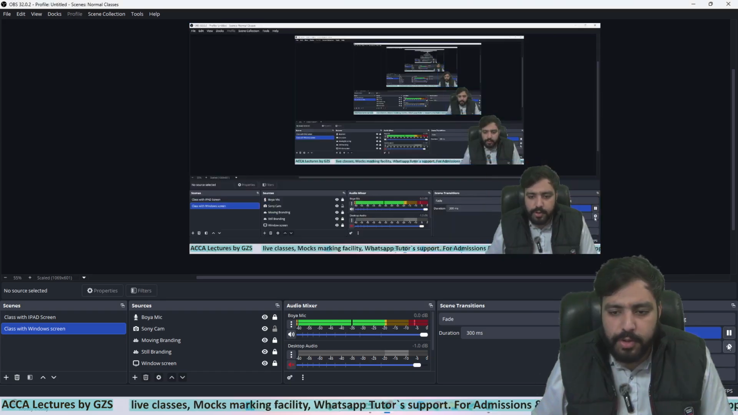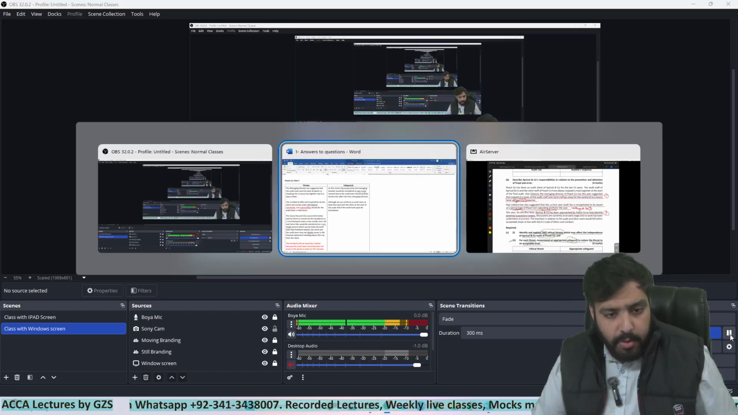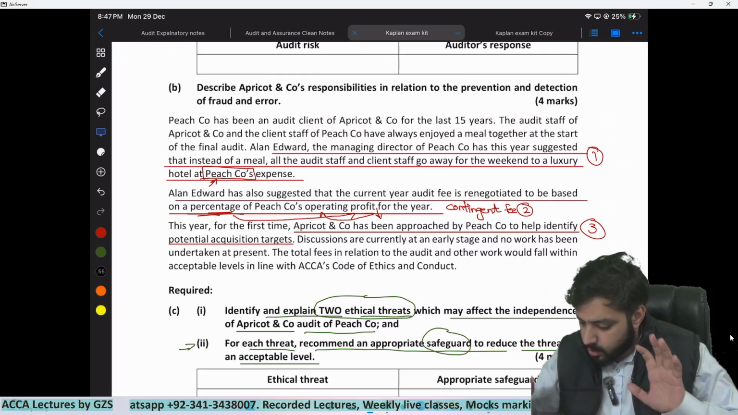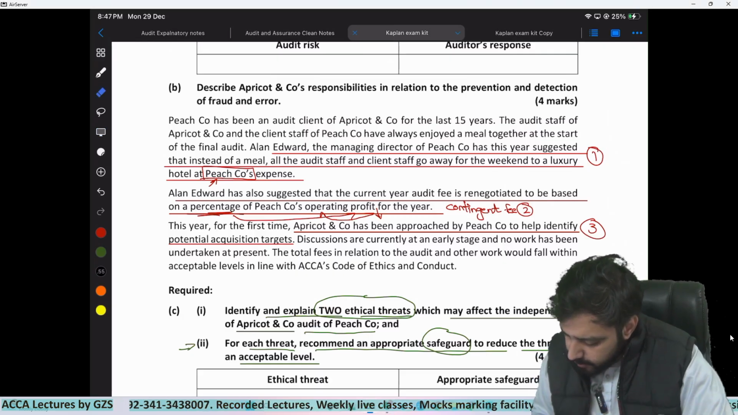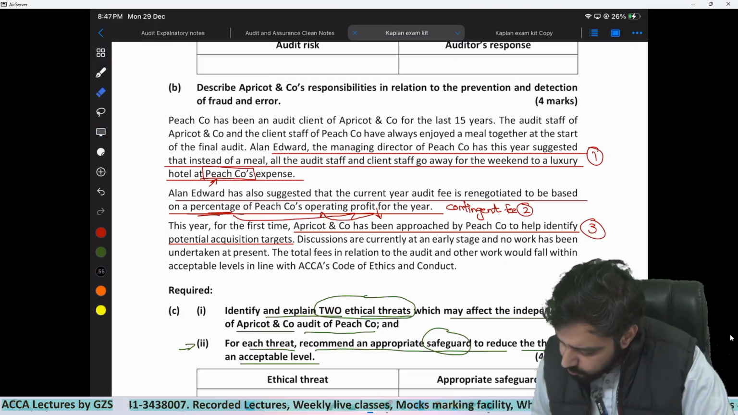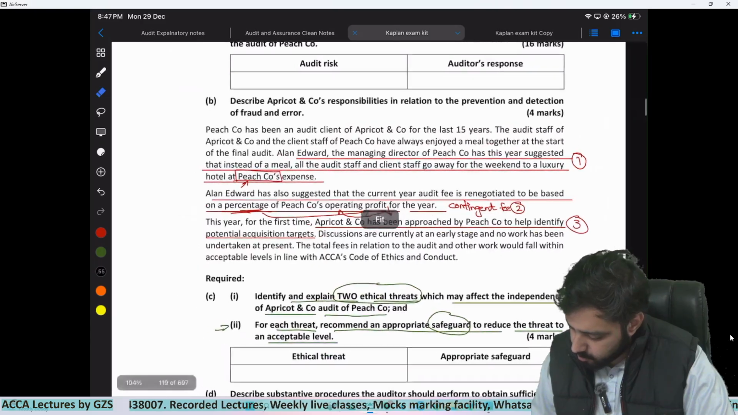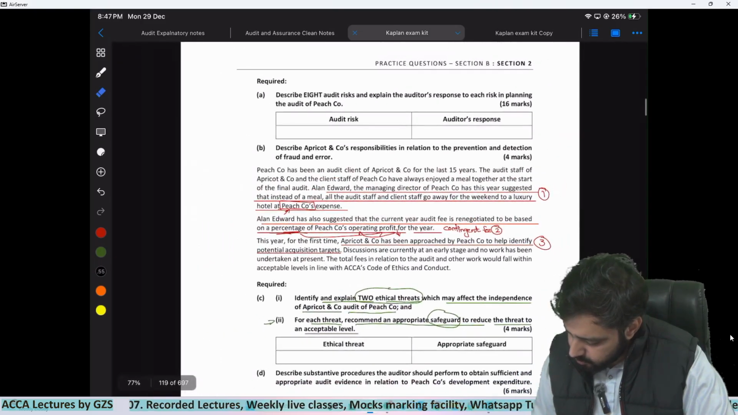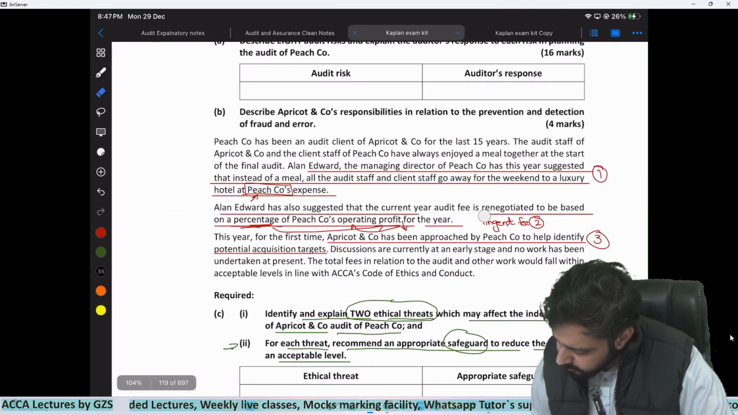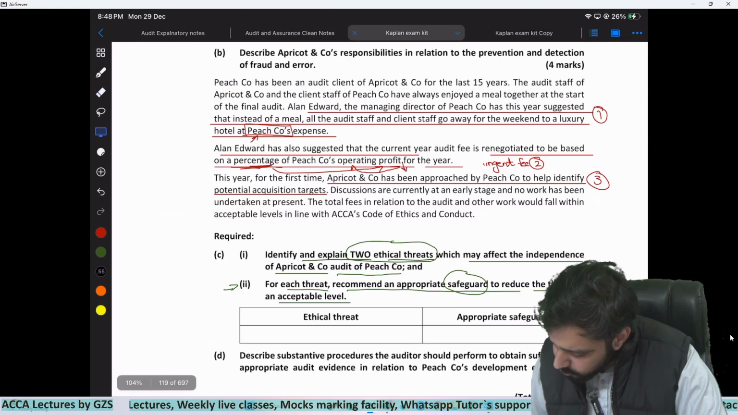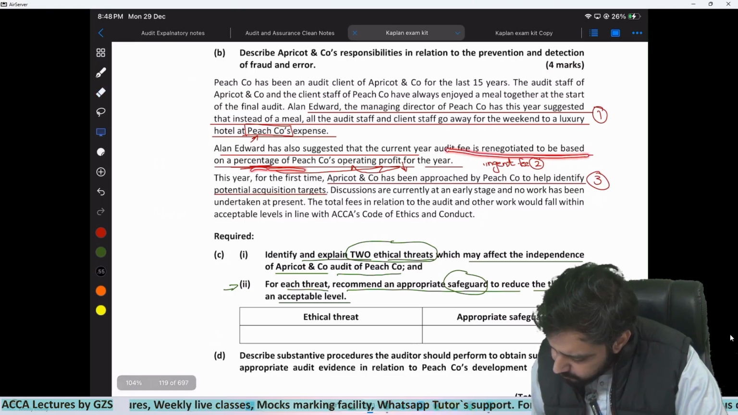Now let's move forward towards the next issue that we identified. Moving towards the second example, let's first talk about it. What was the threat that we identified? It was: Alan Advert has also suggested that the current year audit fee is renegotiated to be based on a percentage of Peach Corporation's profit for the year.